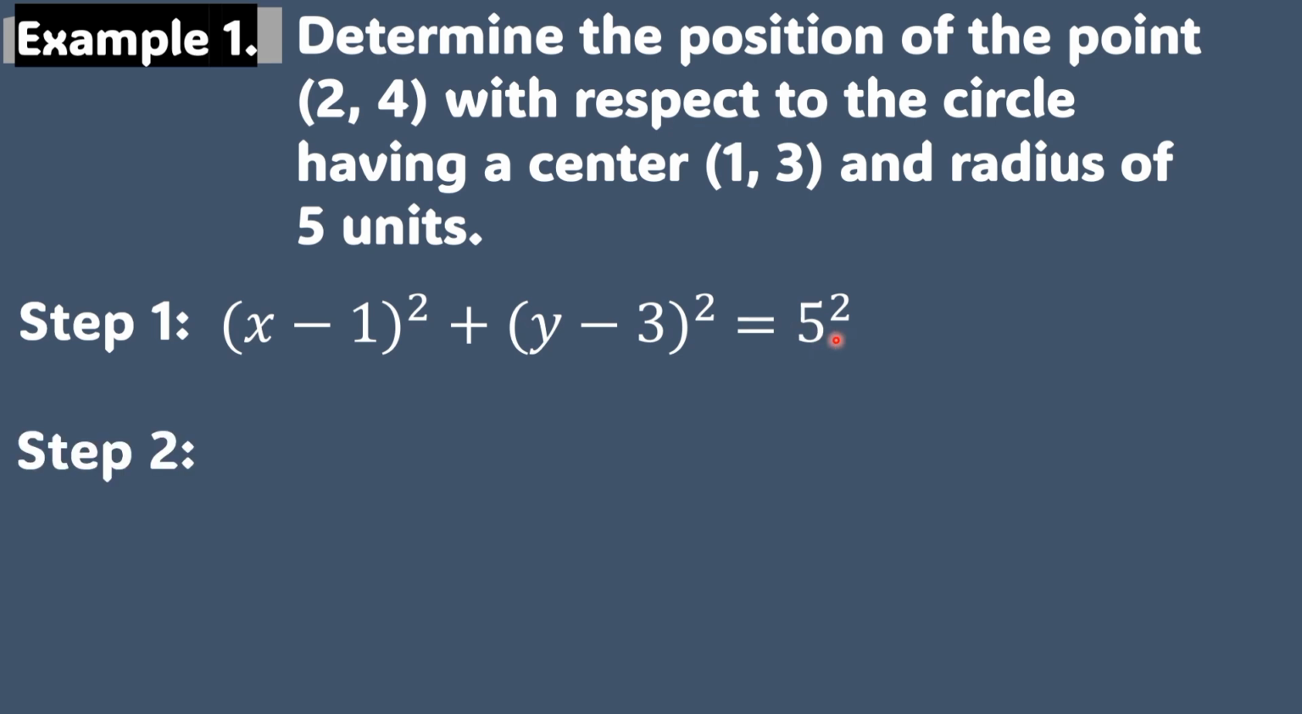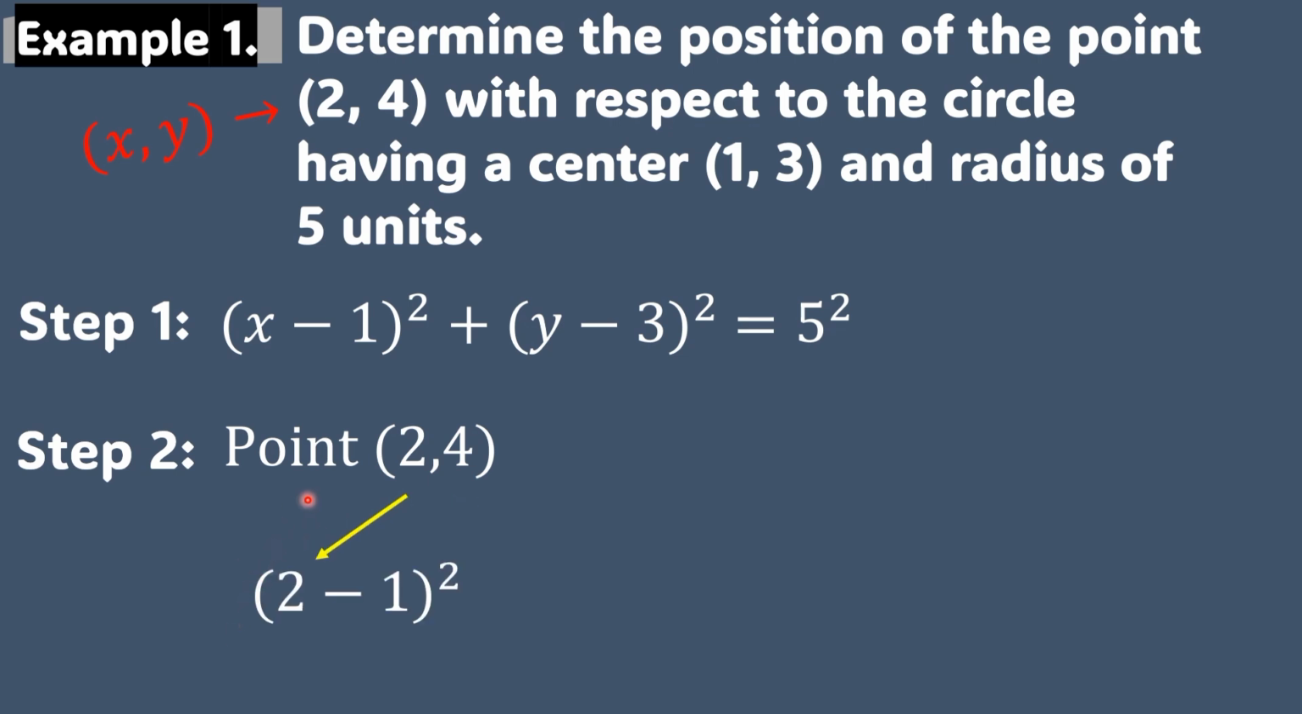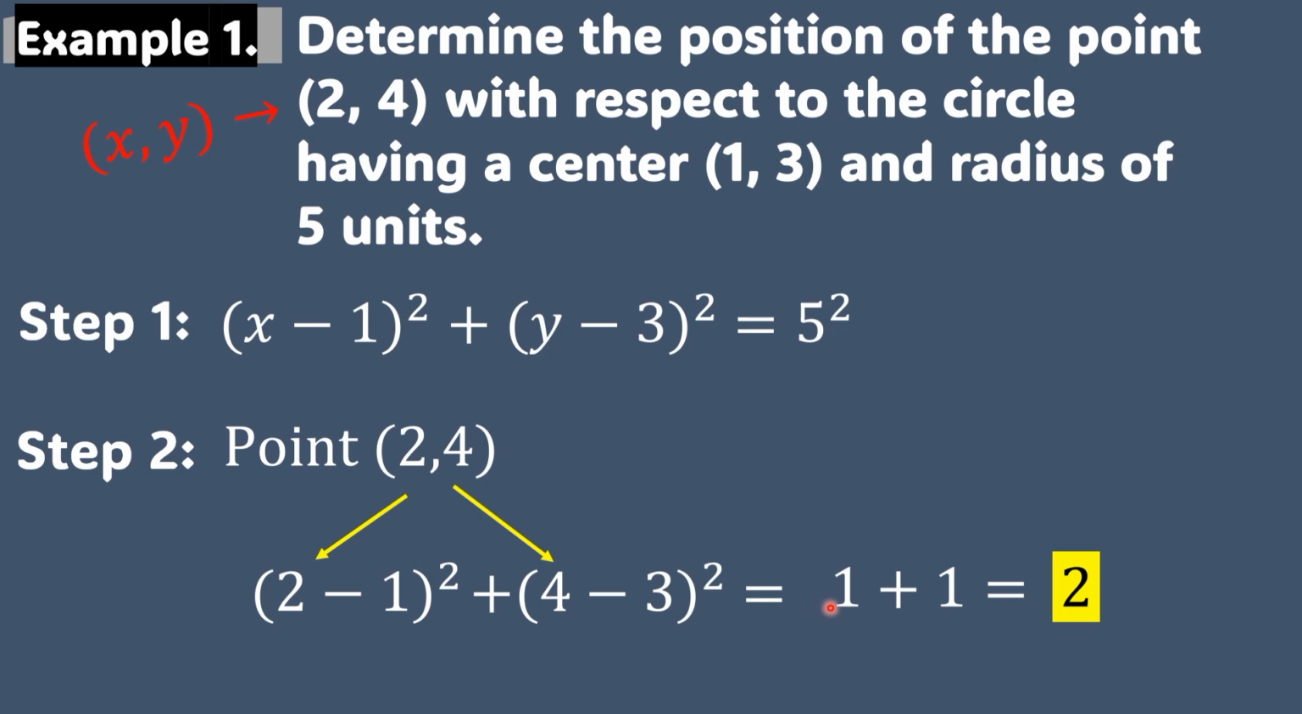Step 2. The point (2, 4) is the value of the x and y coordinates. Substitute this to the equation of the circle in step 1. X is 2, then that is 2 minus 1 quantity squared, plus y is 4, then that is 4 minus 3 quantity squared, equals 1 plus 1 is 2.